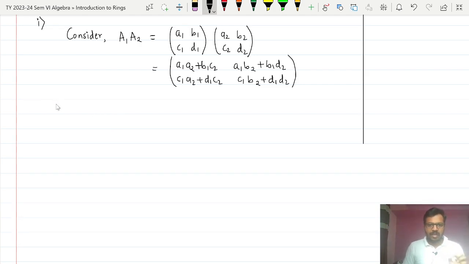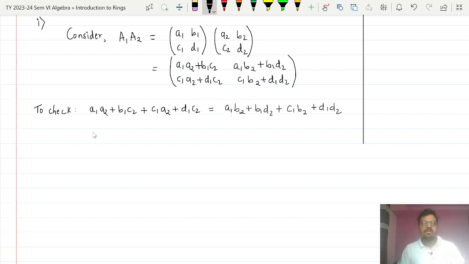So indirectly now we have to check whether the addition of these two numbers is equal to the addition of these two numbers. So let us consider LHS and try to simplify, and let us try to prove whether we get the right hand side or not. So I will say consider LHS.